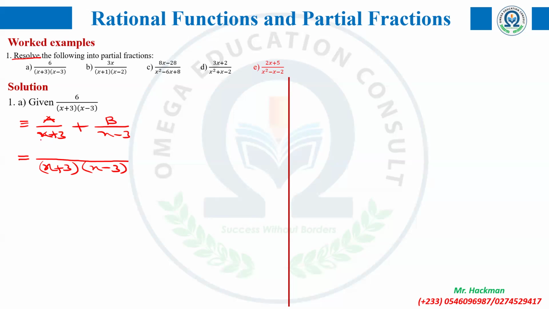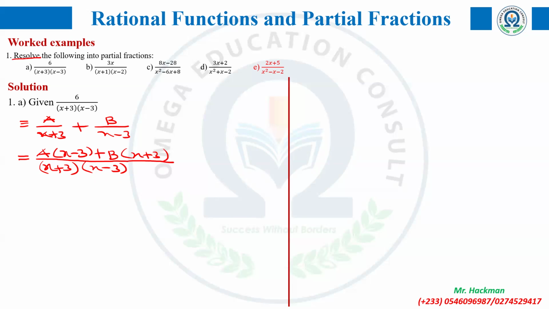We will ask ourselves the number of times x plus 3 will go into our denominator. And you can see that the x plus 3 will cancel the x plus 3. So you end up getting x minus 3 times A. So it will be A times x minus 3. Then plus the number of times this will go into this. The x minus 3 will cancel. So I'll be left with x plus 3 times B. So that will give you B into x plus 3. Then you extend this.